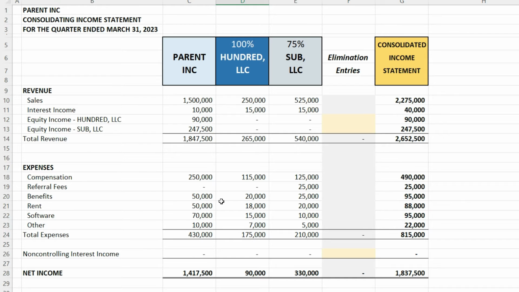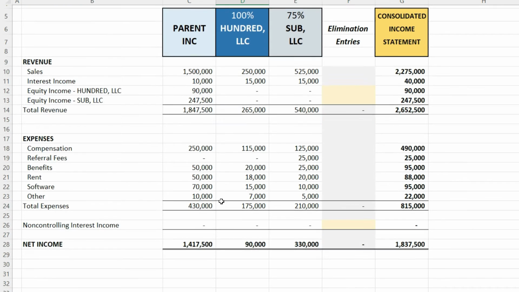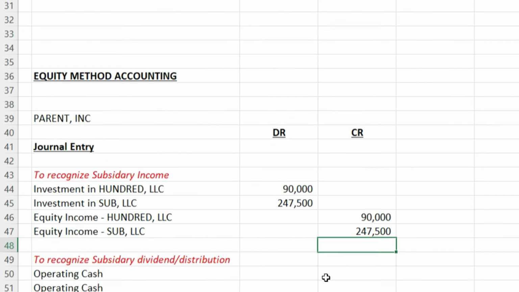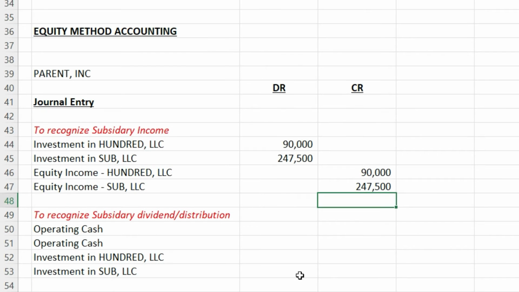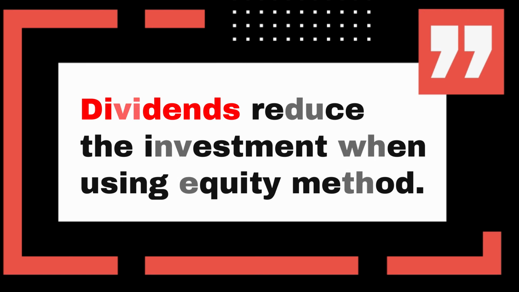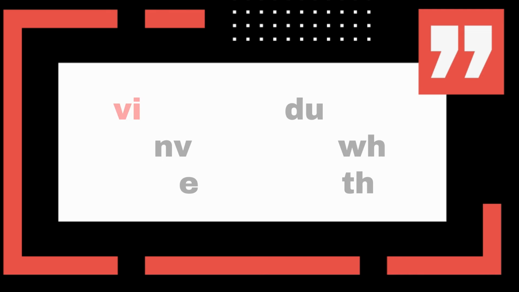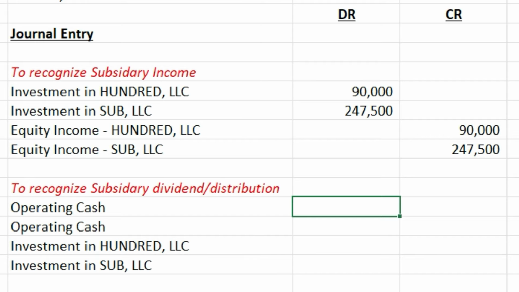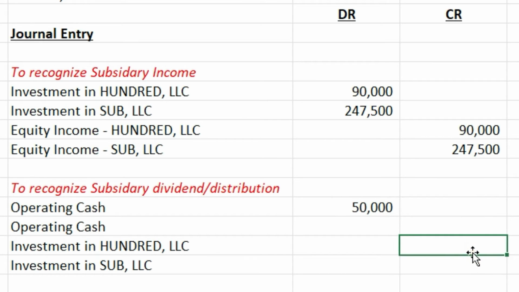Another part with equity method accounting, let's say one of those entities declares a distribution, a dividend. In that situation with equity method accounting, that dividend or distribution is not revenue. It actually reduces your investment on the balance sheet. So let's say you get $50,000 from 100 LLC. That's going to be a debit to cash because you got the money, and then it's going to be a credit to the investment in 100 LLC that's sitting on the balance sheet, which will reduce your cost basis or your basis in that investment.